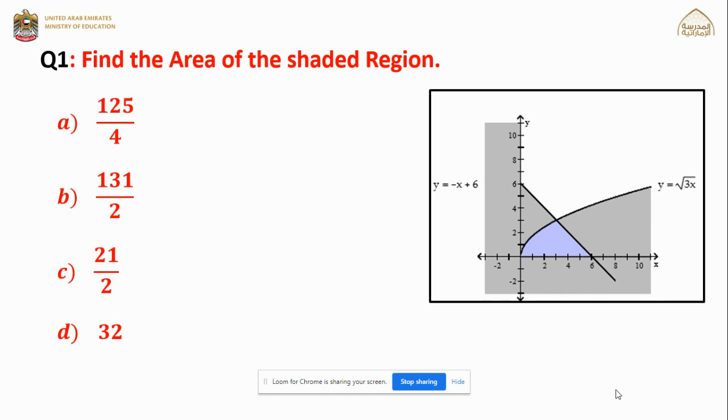Number 1. Find the area of the shaded region. As we see in the picture here on the right side, I have shaded the area in blue. This shaded area is bounded by three functions. The first one is y equals radical 3x. The second one is y equals minus x plus 6. And the third one is the x-axis with equation y equals 0.